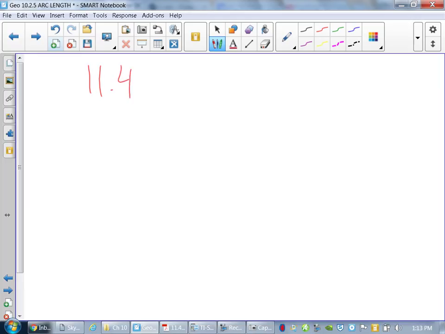I have the 11.4 tab already open. I posted it on the calendar. Right. The answer's 90. 90 circumference.